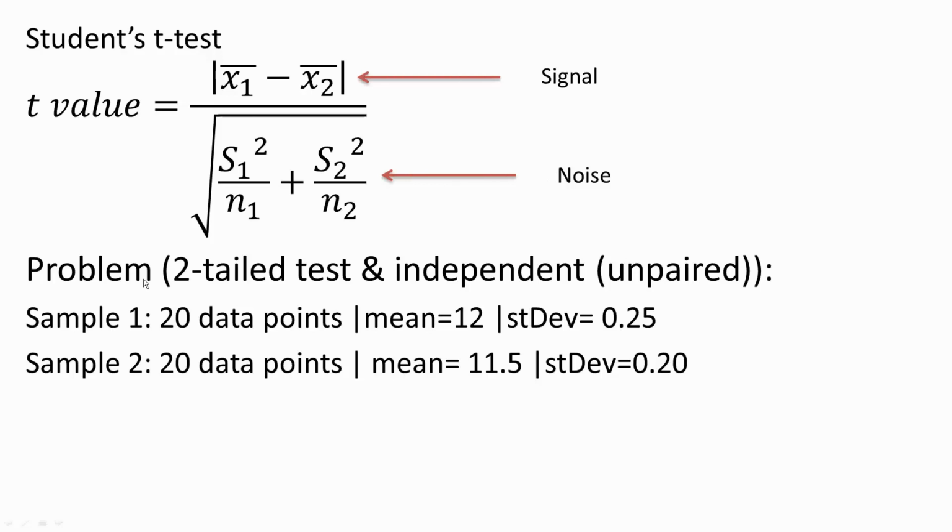One problem that we will solve will be a two-tailed test and independent, unpaired, and I will explain what this means. Sample 1, we have 20 data points, mean is 12, standard deviation is 0.25. Sample 2, 20 data points, mean is 11.5, and standard deviation is 0.2.